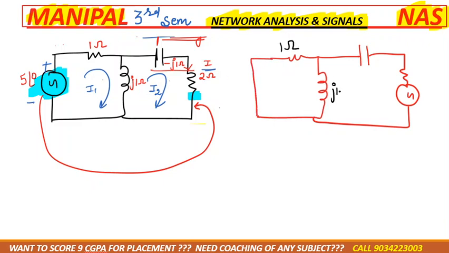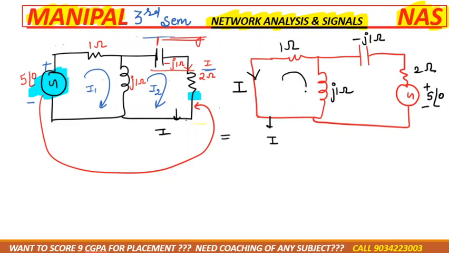1 ohm, j1 ohm, j1 ohm, 2 ohm, plus minus 5 angle 0. Here we need to calculate this current, and it must be the same. If both these currents are the same, then it will verify the reciprocity theorem. Got it? Now again we have to apply the same procedure. I1, I2, variable equation, right?